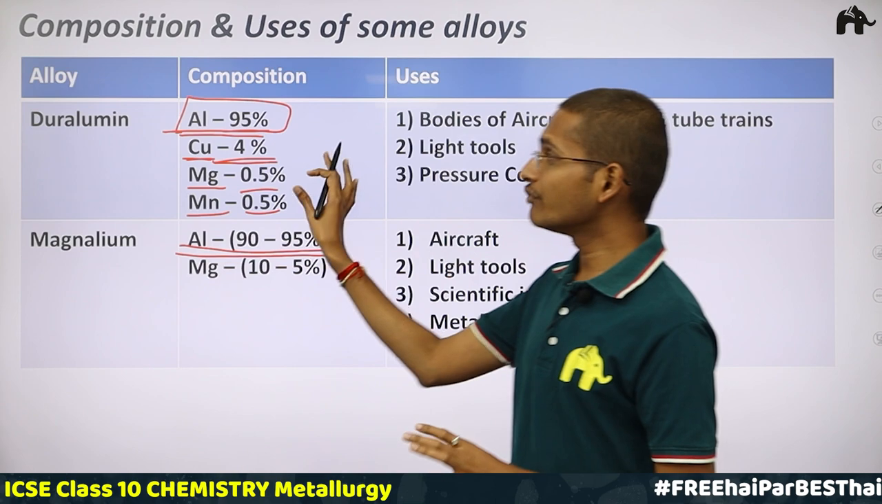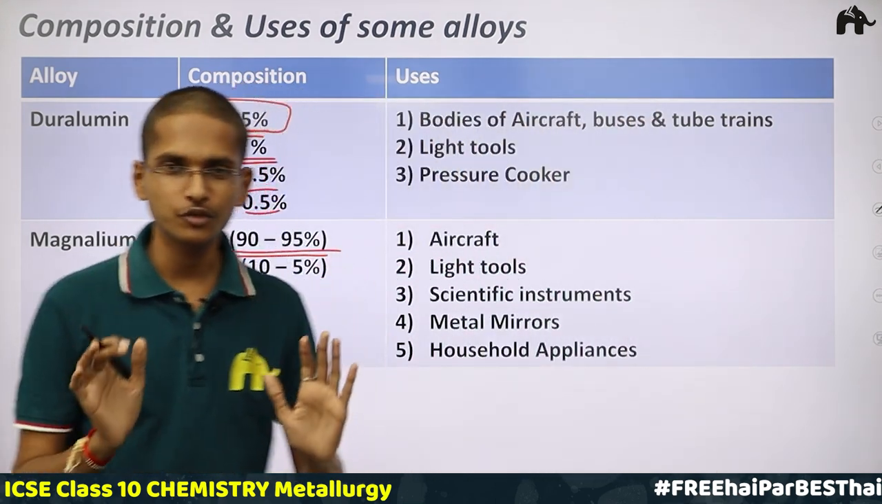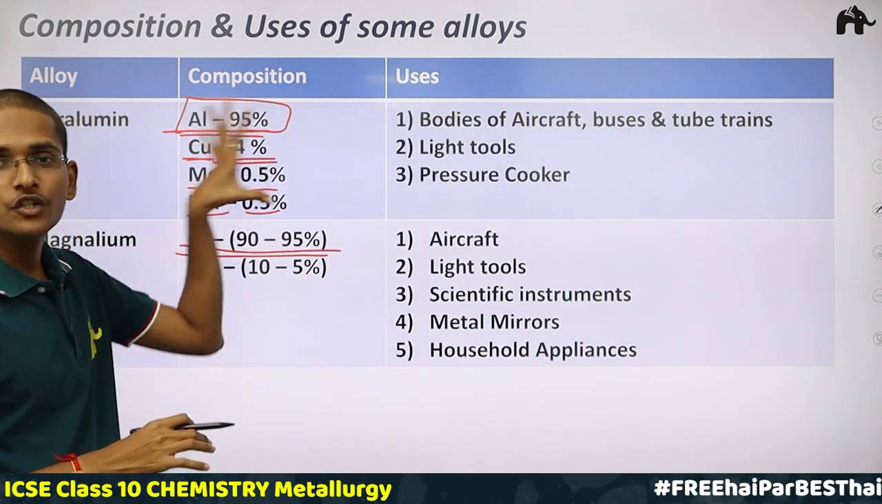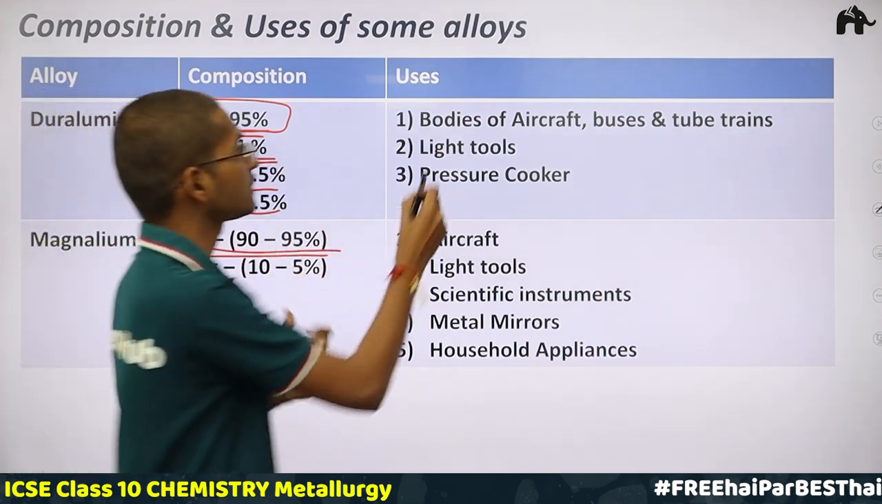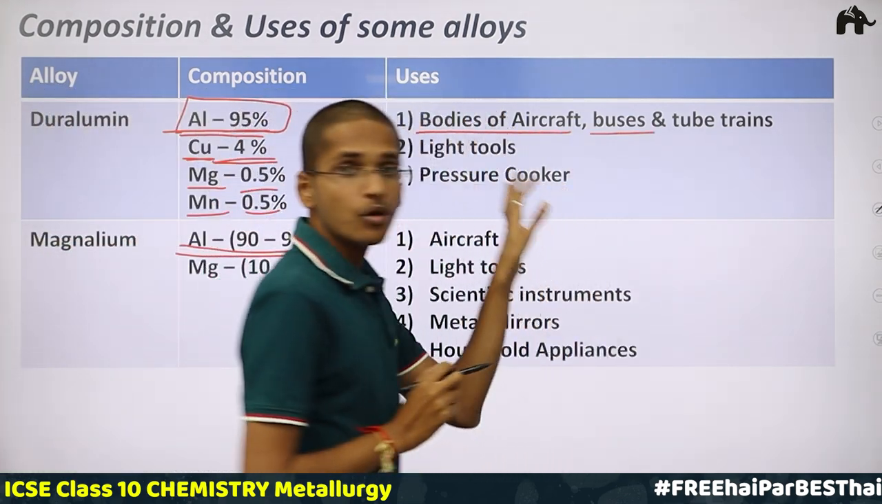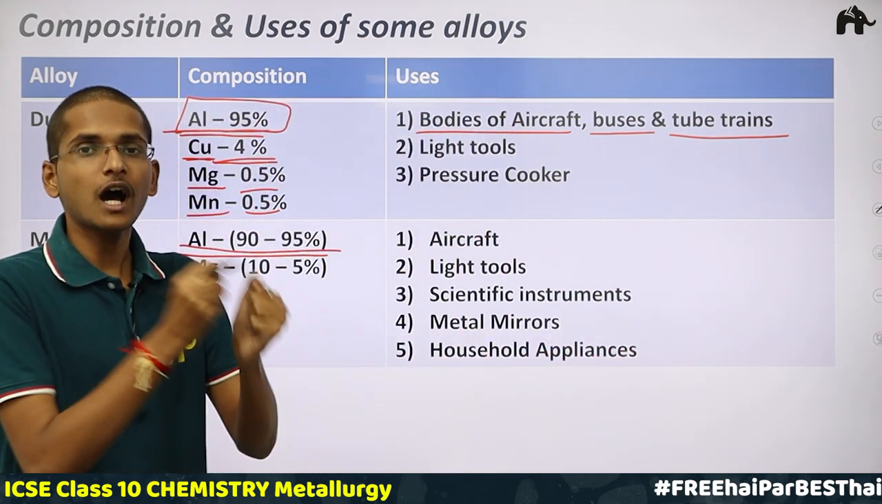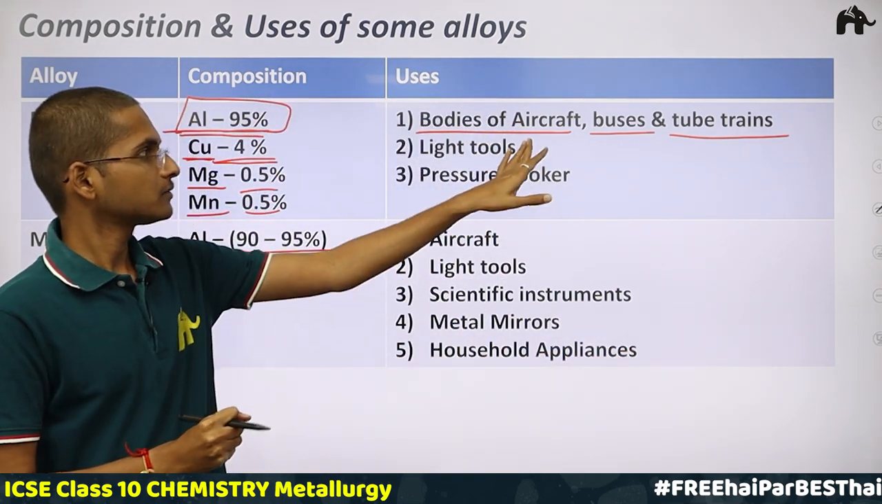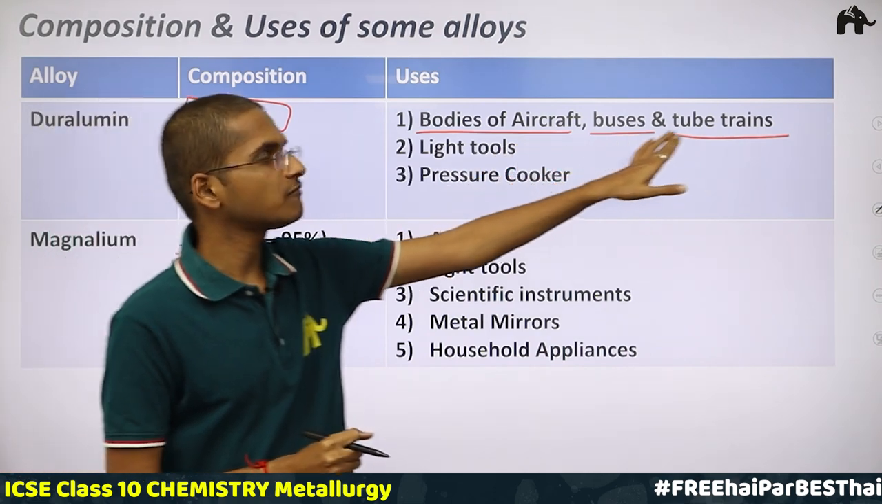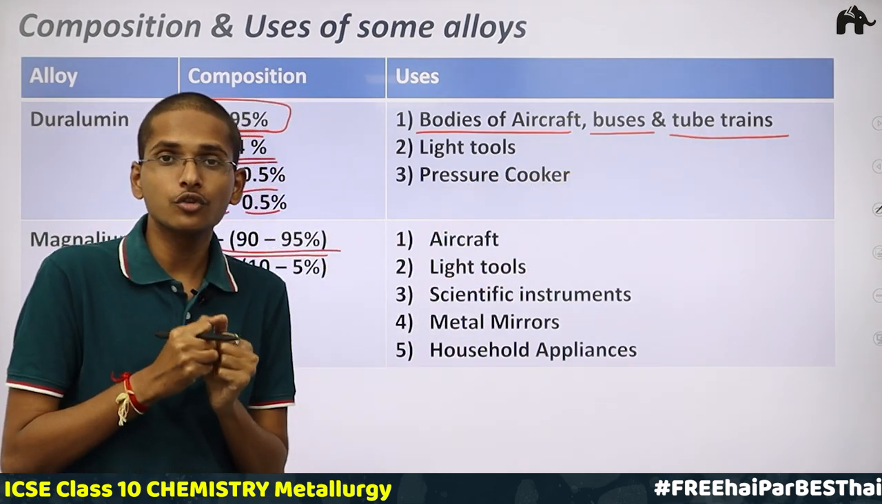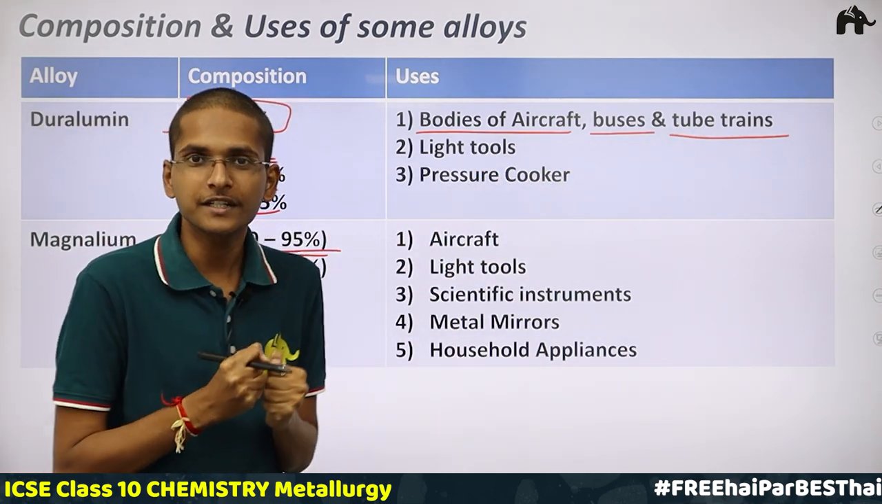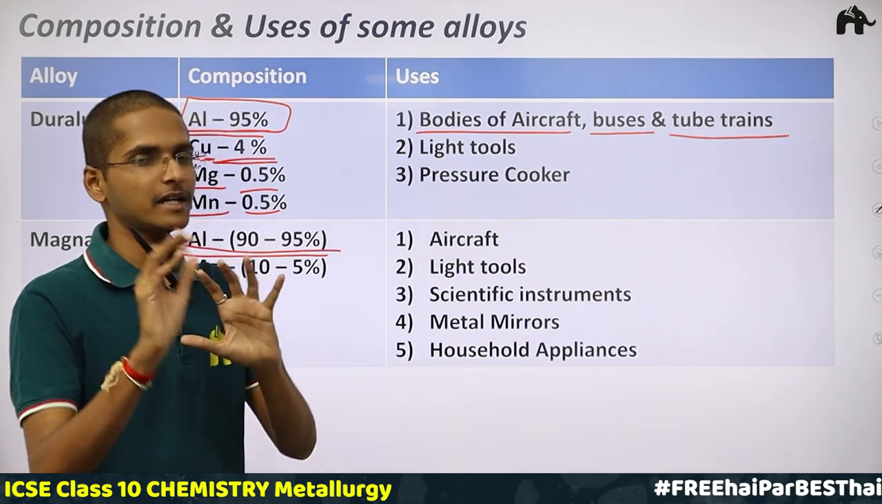Now where duralumin is used, a very interesting use. This duralumin is used for making bodies of aircraft, bodies of buses, bodies of tube trains. Why? Because it is not only hard enough for making the bodies of aircraft, buses and tube trains, but it is also very strong, right? And they may ask this in your exams.